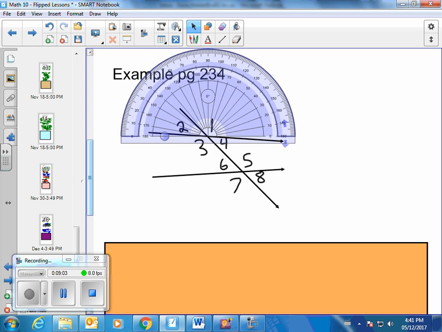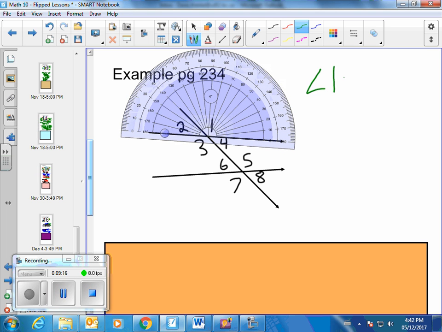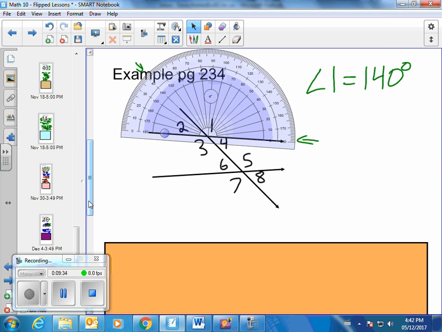So this is not going to be a perfect demonstration because I just had to whip these up on the smartboard using the tools I had, but let's go ahead and take a look at what happens if we line up our angle 1. So we need to know how much angle 1 is. So I lined up my bottom line on my compass here with my angle. What I'm seeing is that my angle is about 140 degrees.